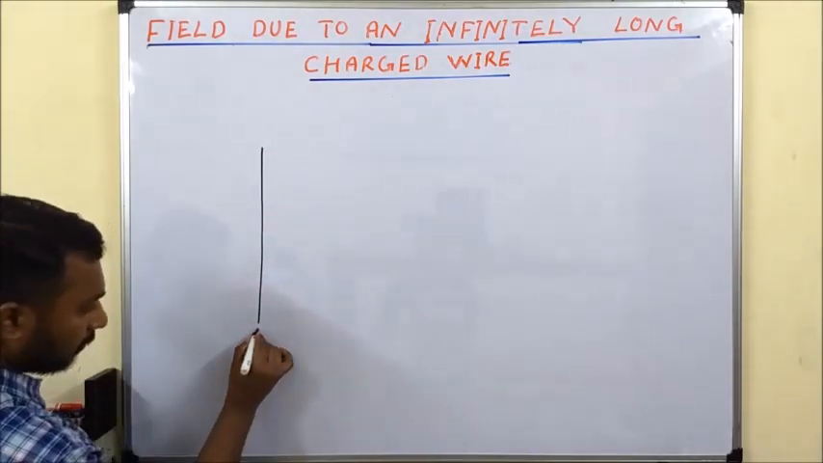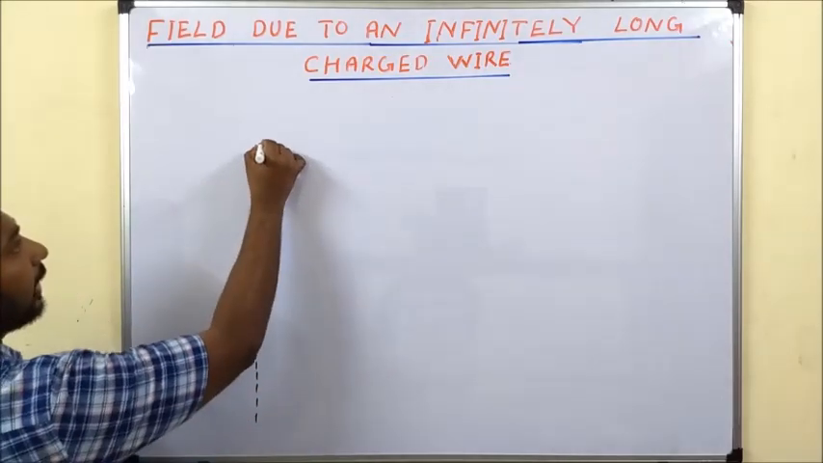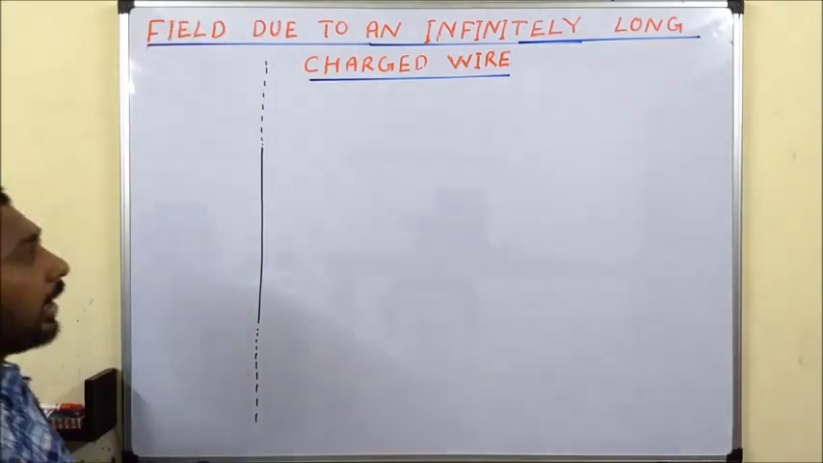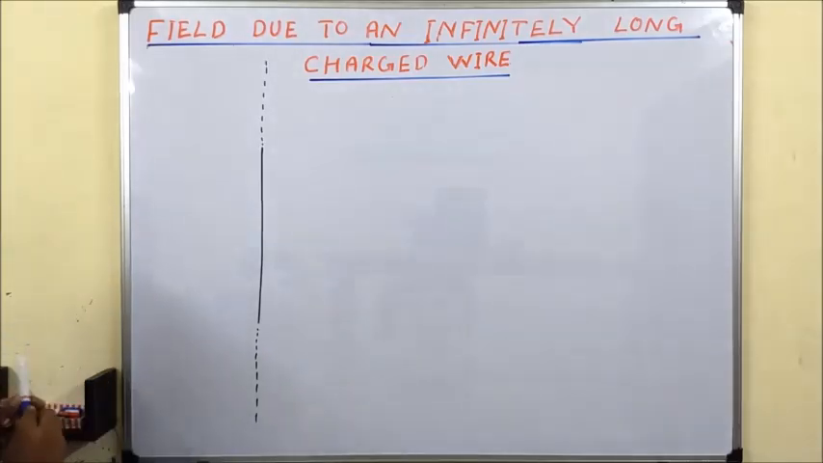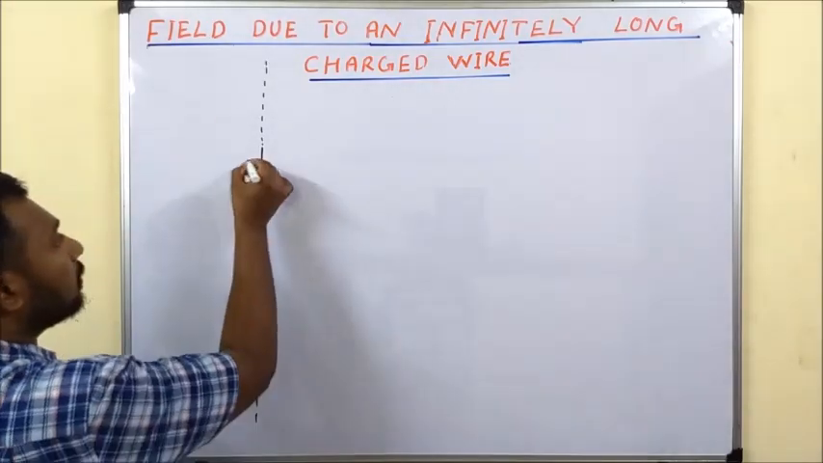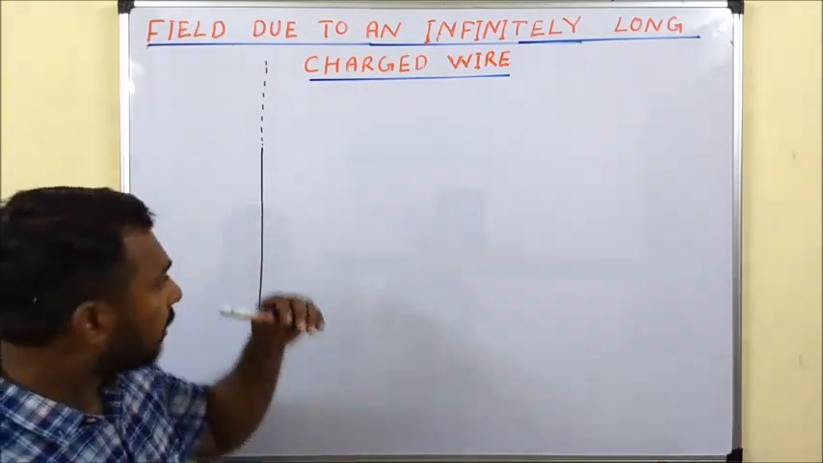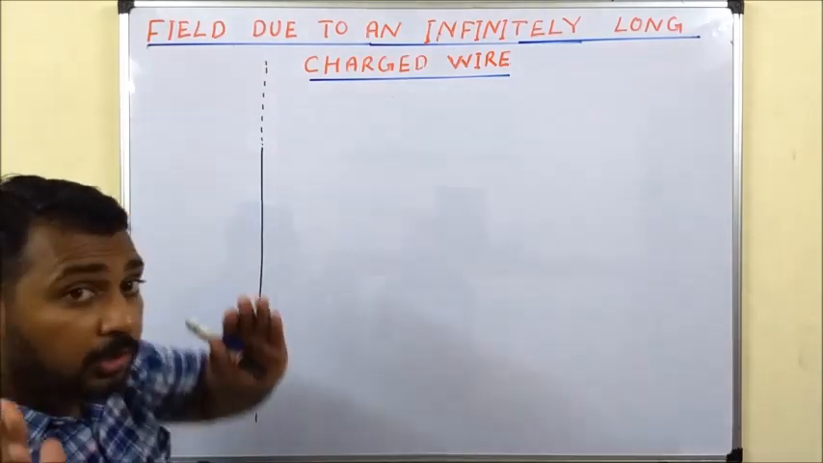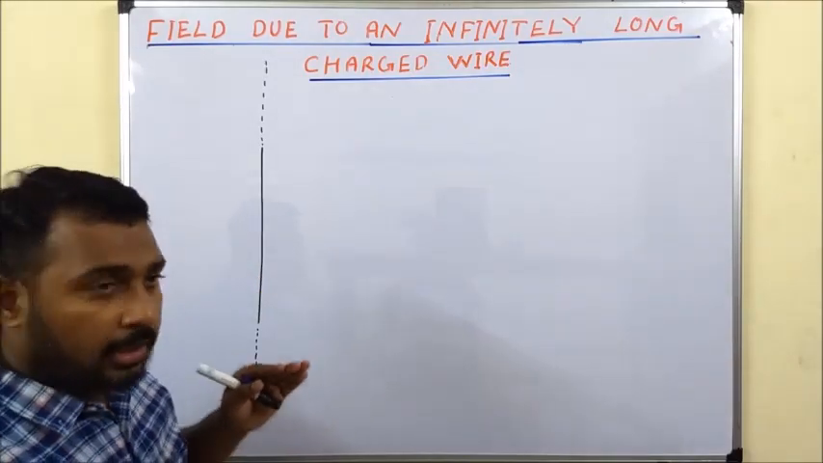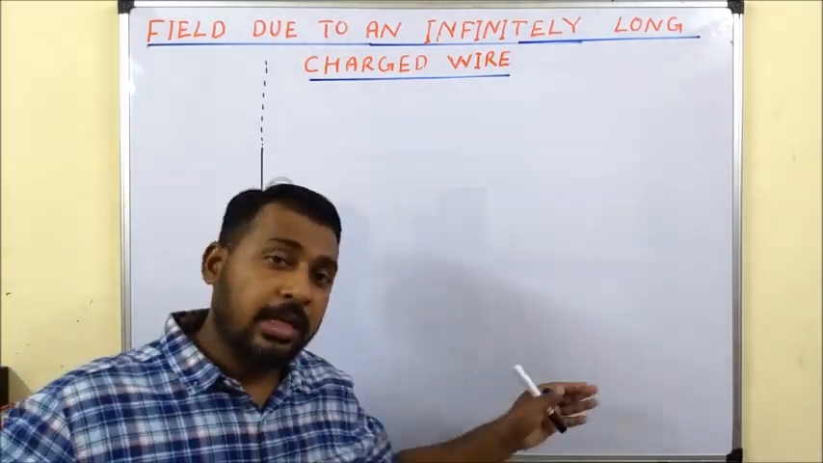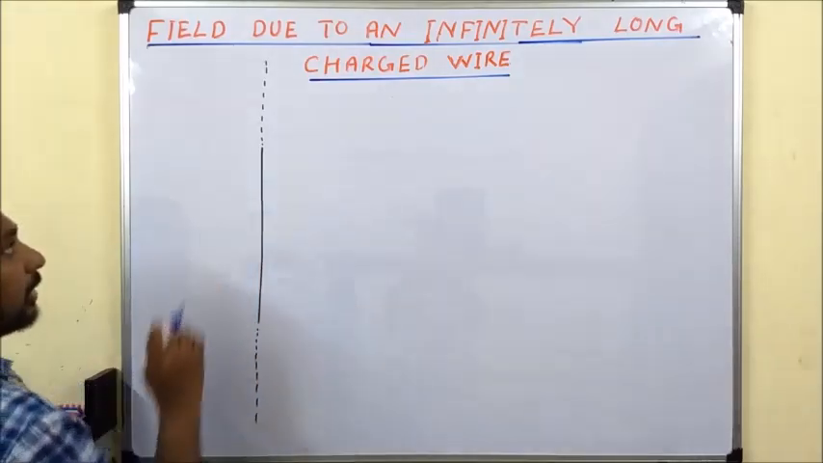Infinitely long, and it is uniformly charged. So let it be positive charge. So it's completely charged, but see here, we are going to consider only a small portion of this wire. Okay, and it will be the same for the entire wire. Okay, so now look at the board.